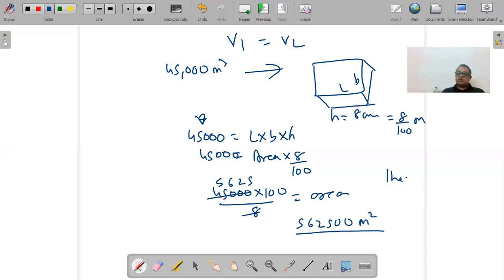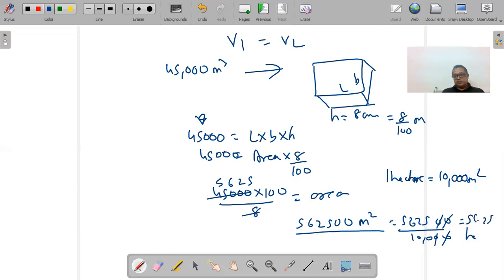Now, this conversion, you can note down that 1 hectare is equal to 10,000 meter square. So I'm going to divide this by 10,000. This is in meter square. I want to convert this to hectares. So I'll divide by 10,000. So this I can write as 562,500 divided by 10,000. So divide by 100. So this is 56.25 hectares.